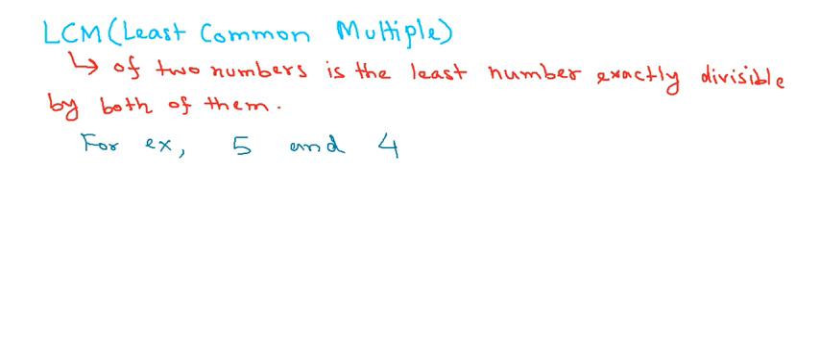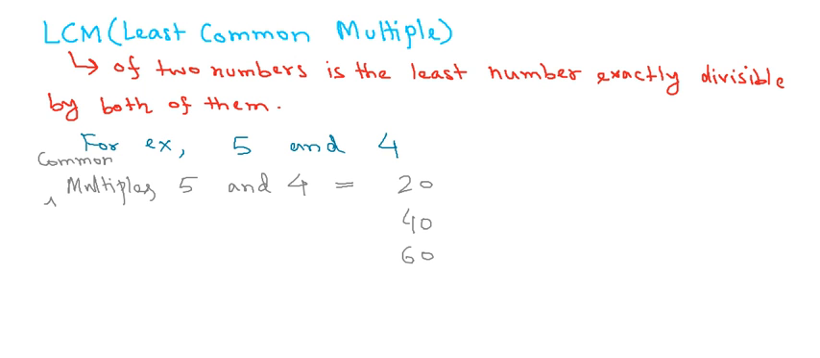So the common multiples of 5 and 4 are 20, we have 40, we have 60, and so on. So this is the least common multiple of 5 and 4. So the LCM of 5 and 4 is 20.